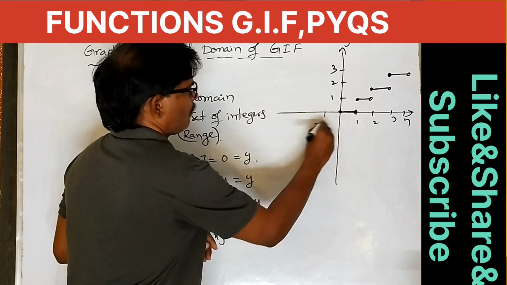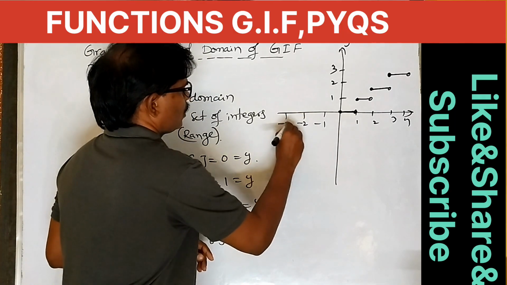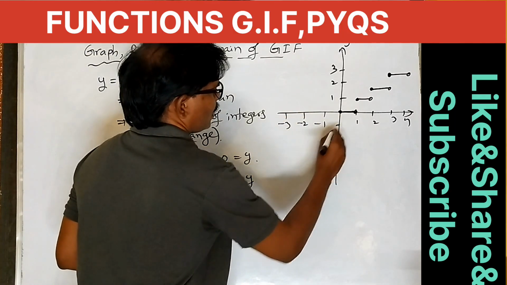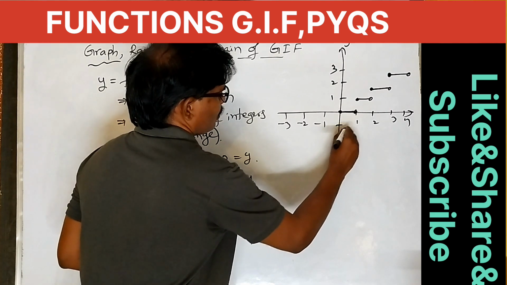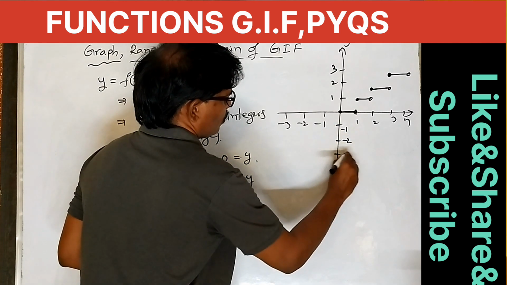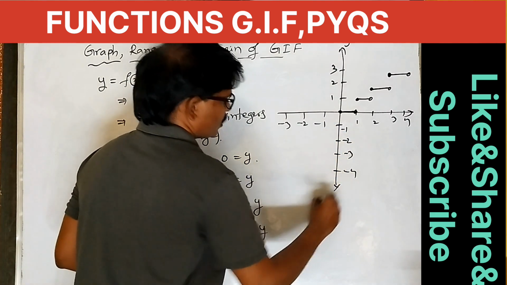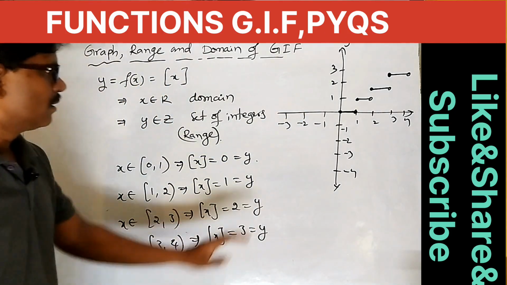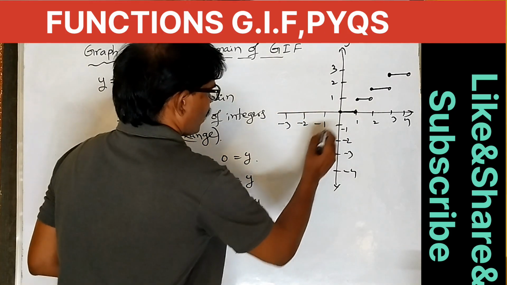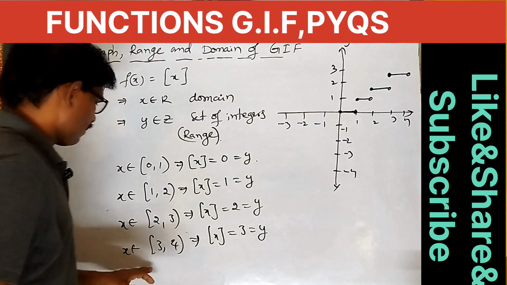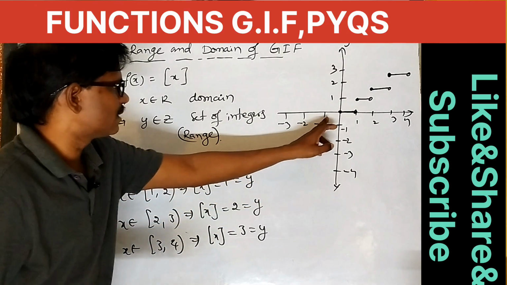Next here minus 1. This is minus 2. Here minus 2, minus 3. Next here also minus 1, minus 2, minus 3 and minus 4. This is the y-axis. In this case also it is the same. What is the value of step of x equal to 0?